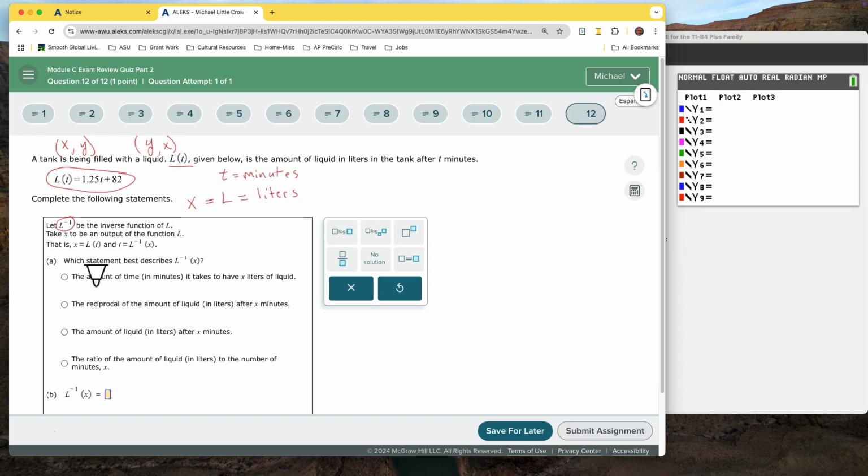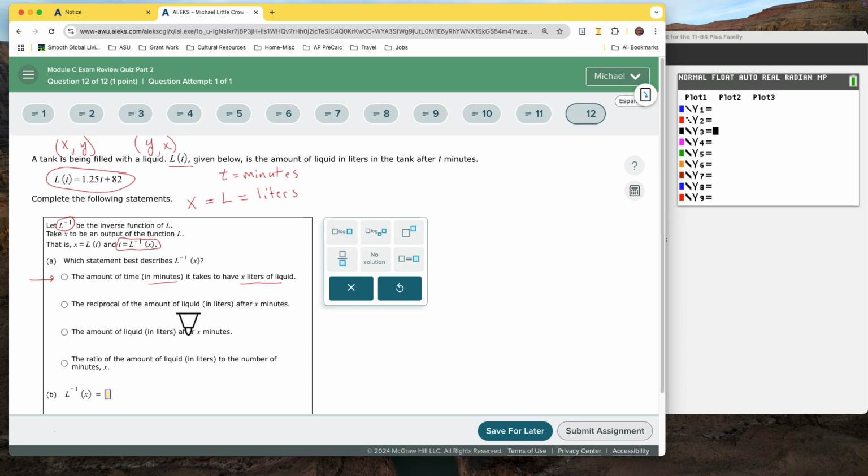So then as we go through which statement best describes L inverse of X, well, what is L inverse of X? Remember, L inverse of X, as up here, well, that's T. So it's a value, it's going to be minutes, how many minutes it takes for something to happen. So it's the amount of time in minutes it takes to have X liters of liquid. That seems to make sense. So I think this is going to be it. But I'm going to go through here.